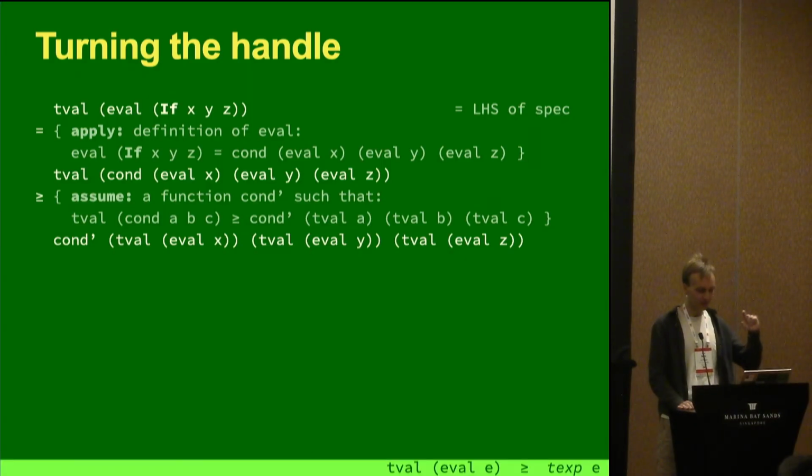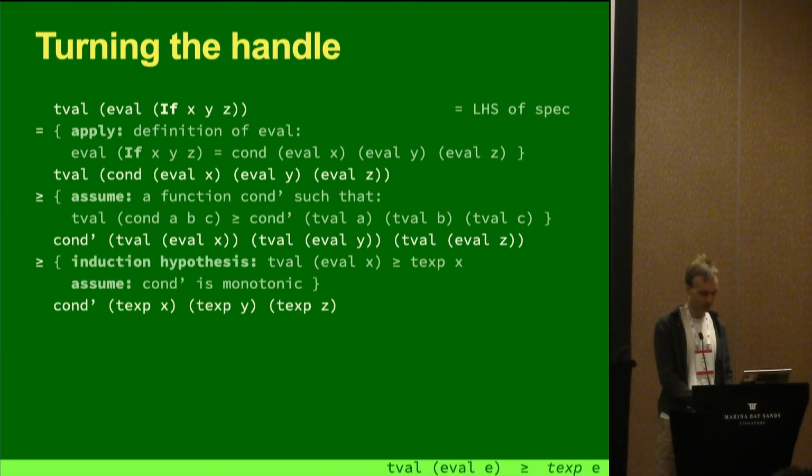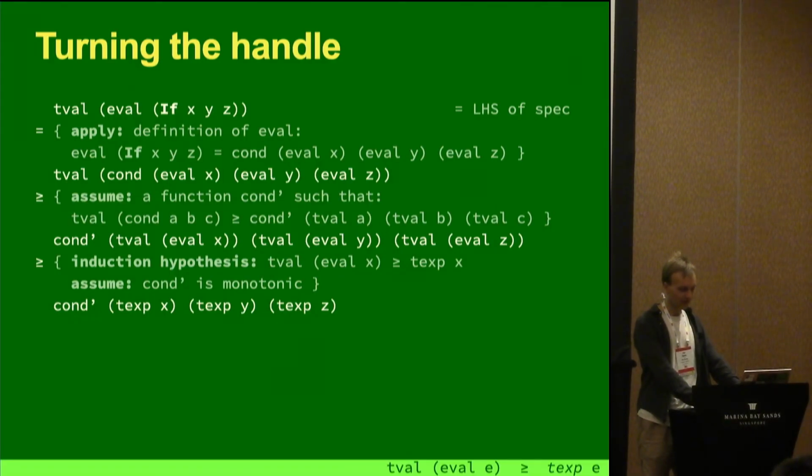You can see that this step we're doing is actually less than the previous term, but this is okay because remember our specification is also defined as an inequality, so all good so far. Now we can apply our induction hypothesis 3 times on x, y, and z under the condition that this con prime, which we've yet to define, is monotonic. And that's just because, again, we're in this partial order. We need to apply it inside the function's arguments.